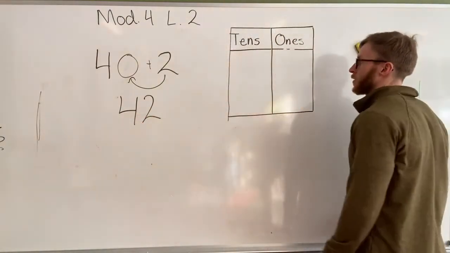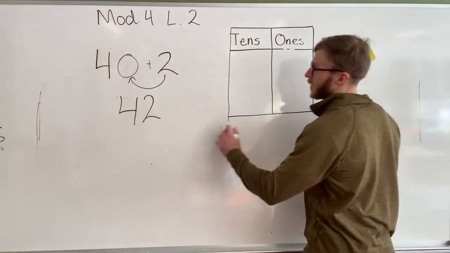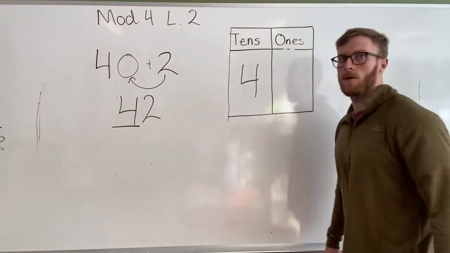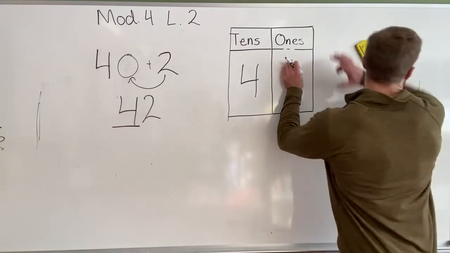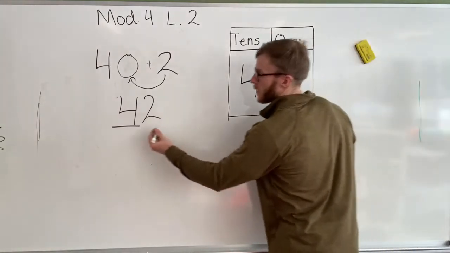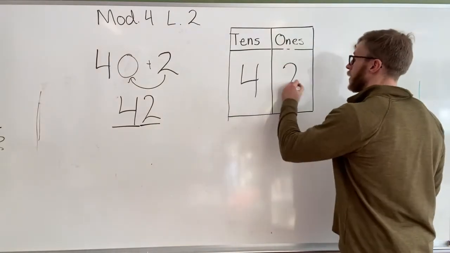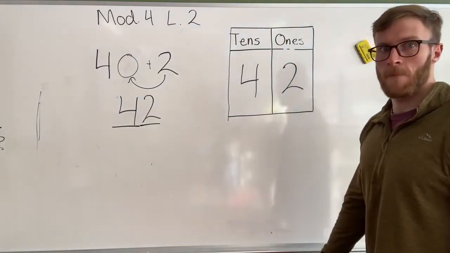So now I gotta transition it over here. 10s is on the left side, so I'm gonna look at the digit on the left. I see a 4, I write a 4. The 1s is on the right side, so I see the number on the right. I see a 2, I write a 2, okay?